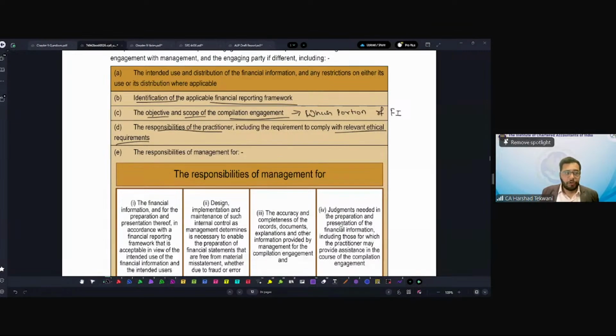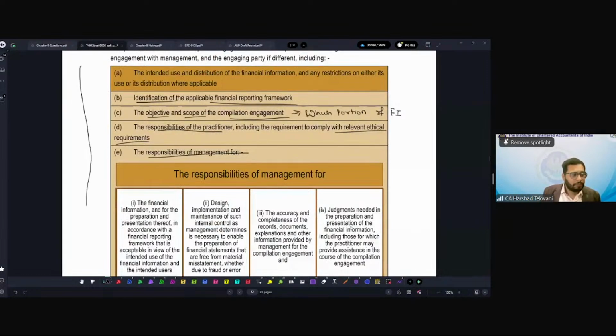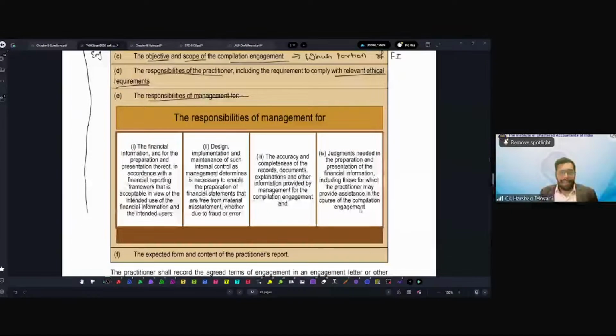Management's responsibility, you have to specify that in your engagement letter. Now we are talking about the terms of engagement. What is the management's responsibility? Again, as I said, you are only assisting. That's why the primary responsibility for the presentation and preparation of the financial statements will lie with the management. So the financial information preparation and presentation, in accordance with the financial reporting framework, is with the management.